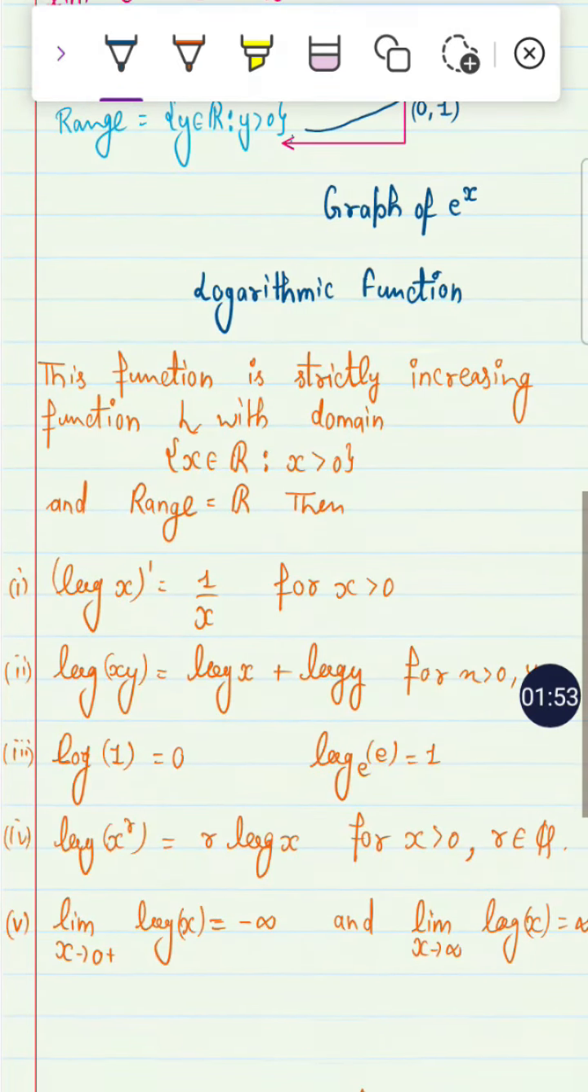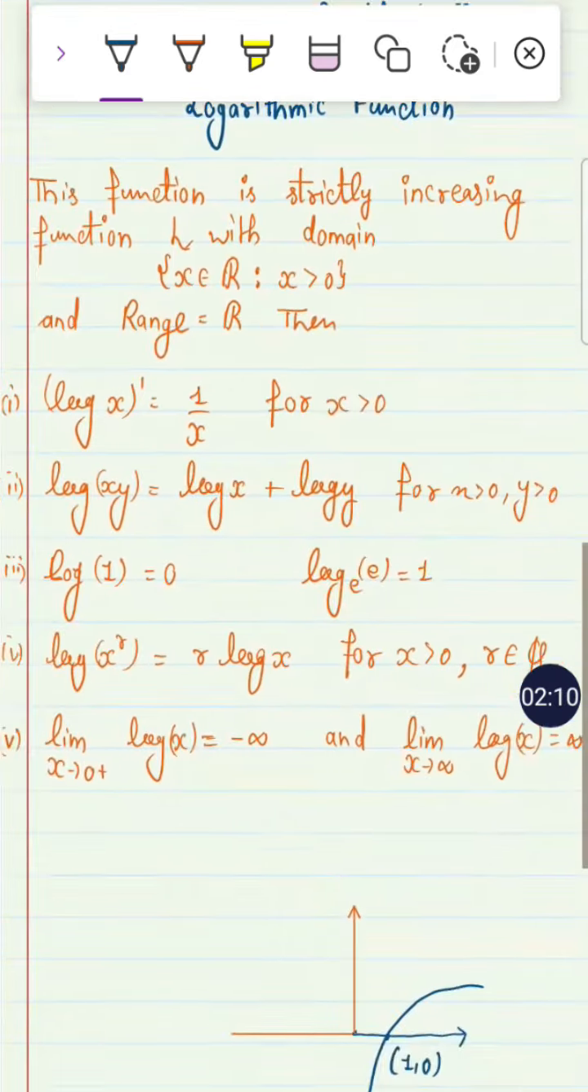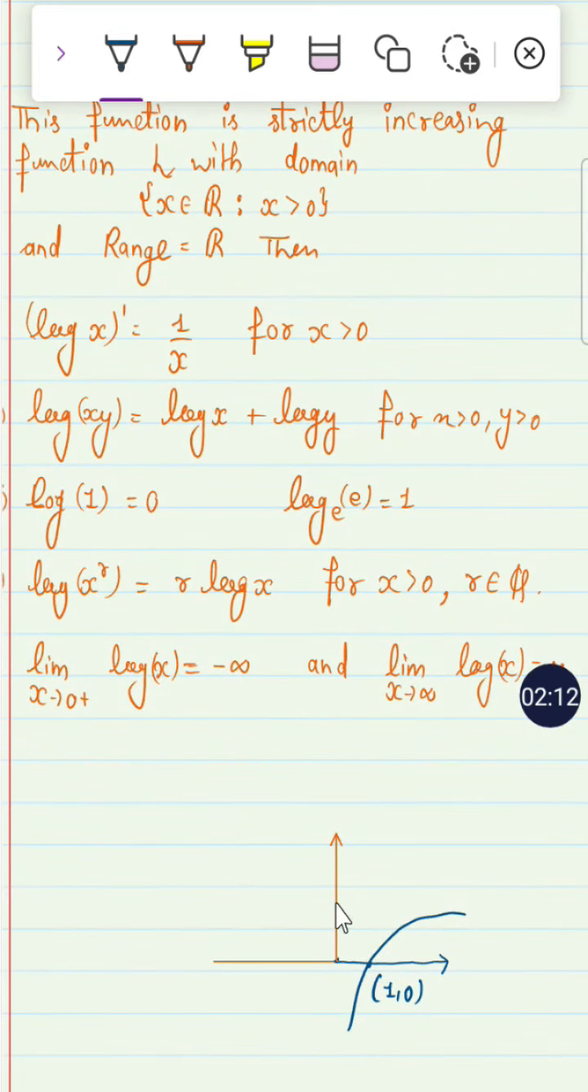What is the logarithm function? We have noted that the logarithm function is a strictly increasing function with domain. What is the domain? Its domain is x positive and the range is whole R, right? Its domain is x greater than 0 and the range is whole R.